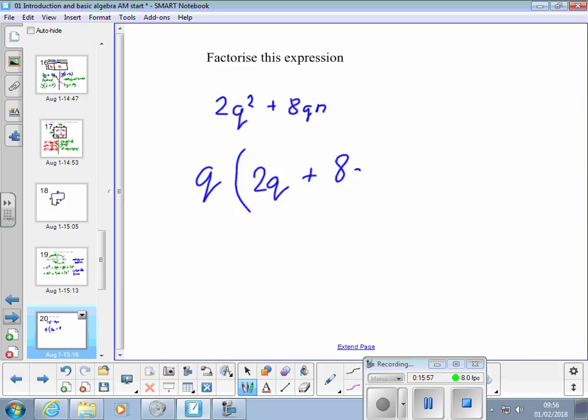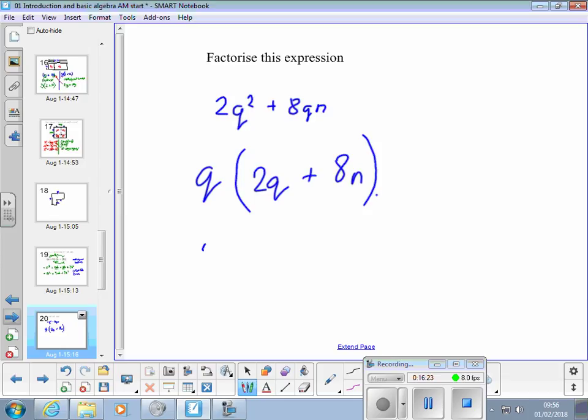Plus 8QN? 8N, sorry. Factorized. Yep, well spotted.